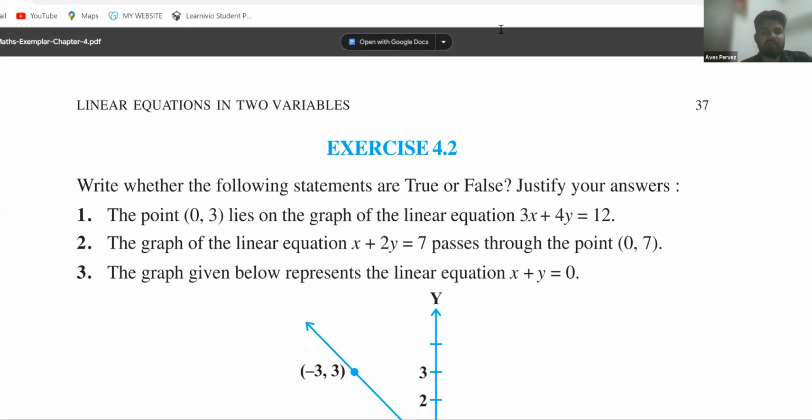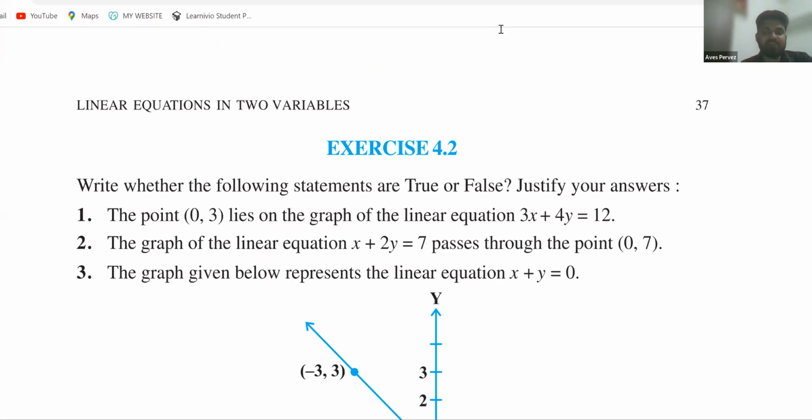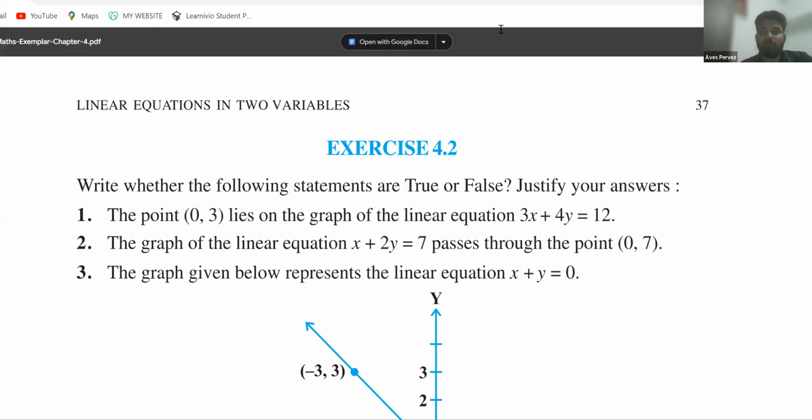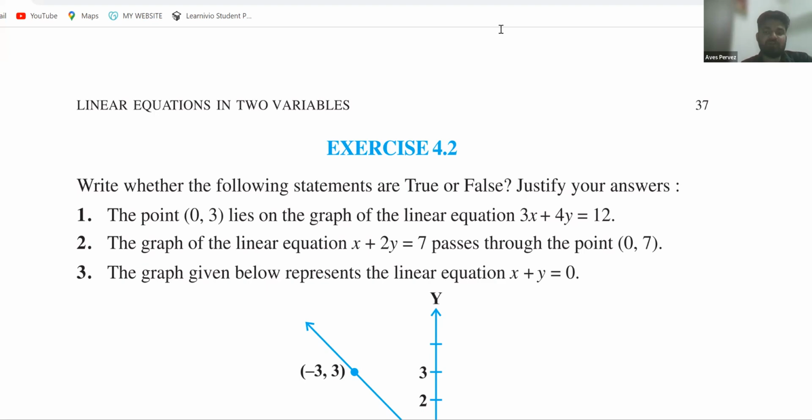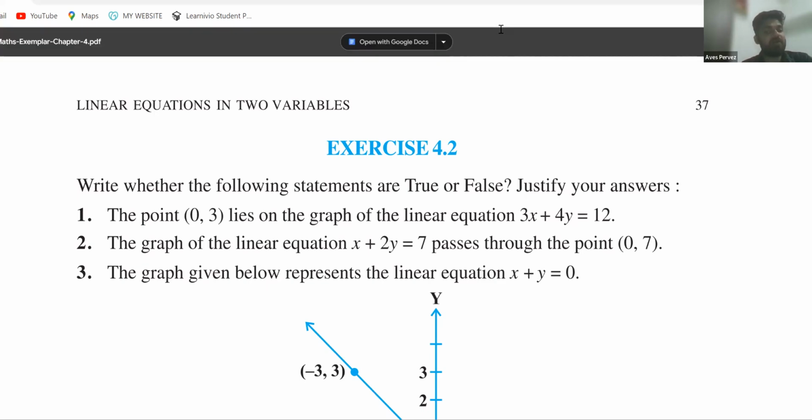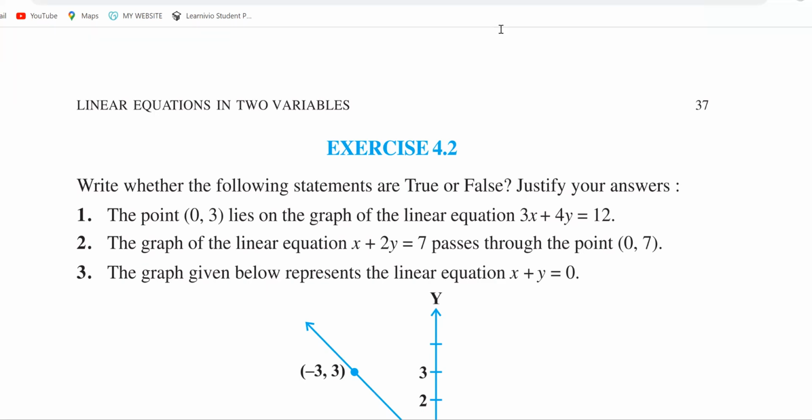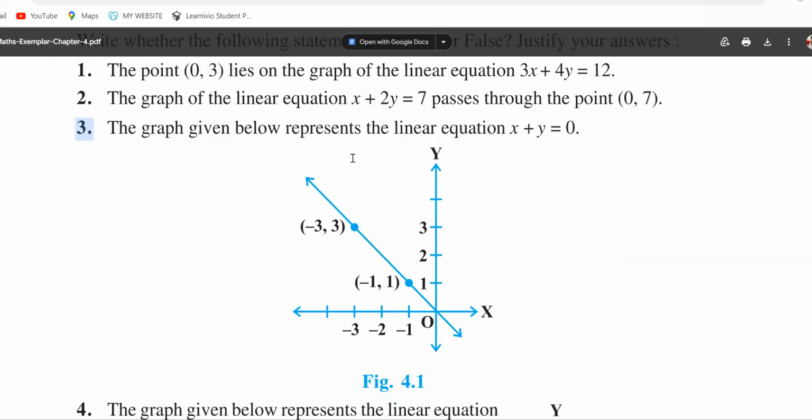But if someone asks you to check whether this point lies on the line, when you put in 0, you will get 0. But when you put 7 into 2, you will get 14, but 14 is not equal to 7. So this point will not lie over here. Okay, got it? Yeah. Now, question number, here we have this one.